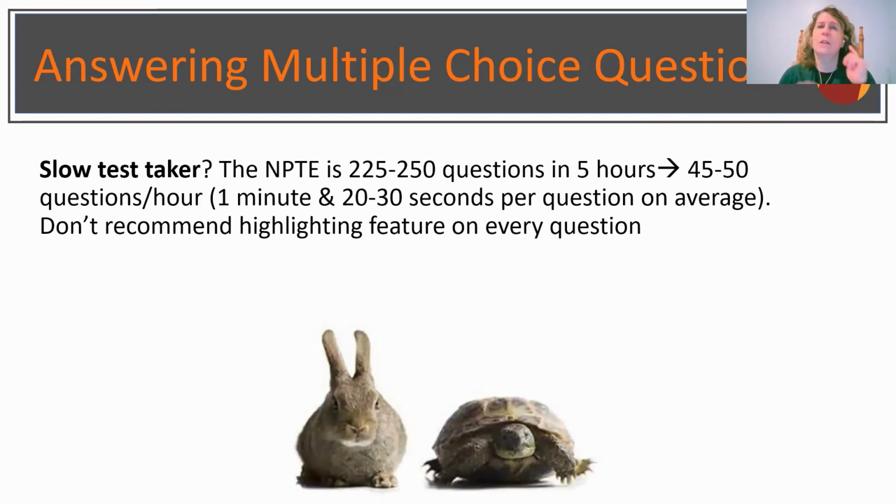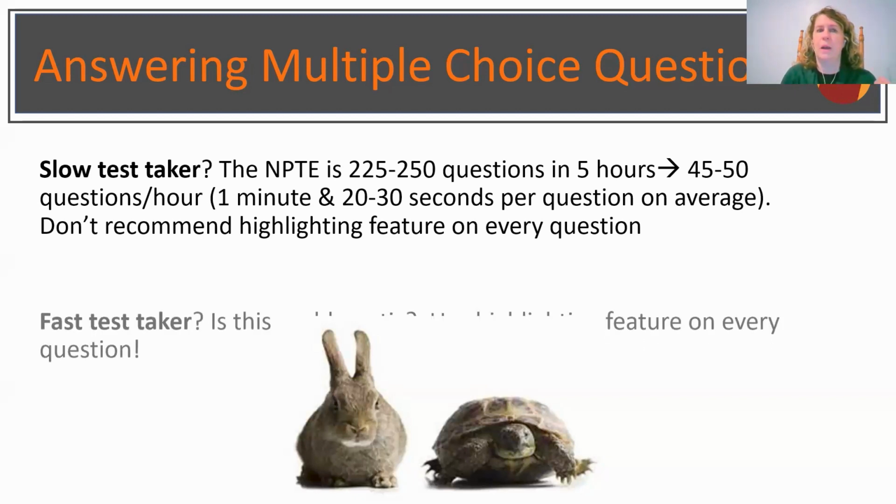Slow test taker. Again, it's now 225, so it used to be 250. 225 questions, 45 questions per hour. That means 1:30 per question on average. I don't recommend you use the highlighting feature on every question. It will slow you down. You need to take practice tests. You need to work on your timing. And get it to that point where you know what a 1:30 feels like, and you're able to get through those 45 questions in an hour.